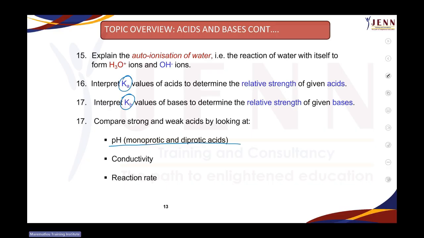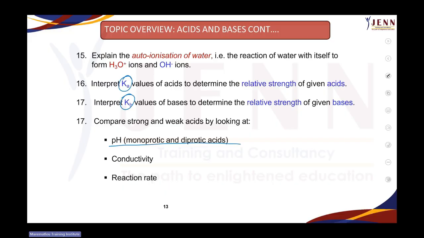Monoprotic and diprotic acid: one is a single proton donor, the other is a two proton donor. So that one is out. Conductivity here refers to its ability to conduct electricity. Now, a concentrated ionic solution will conduct electricity.